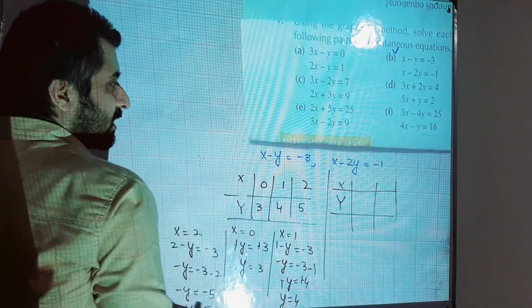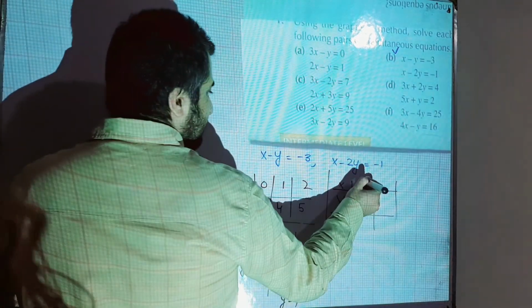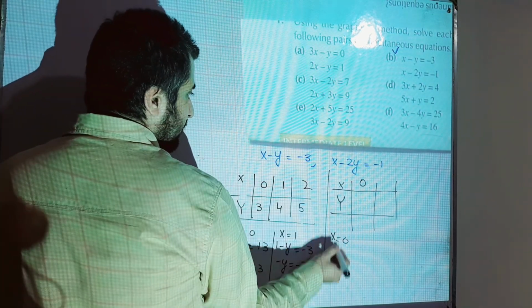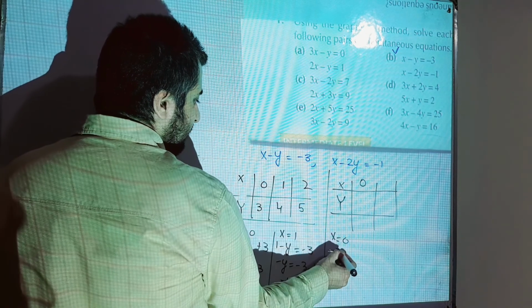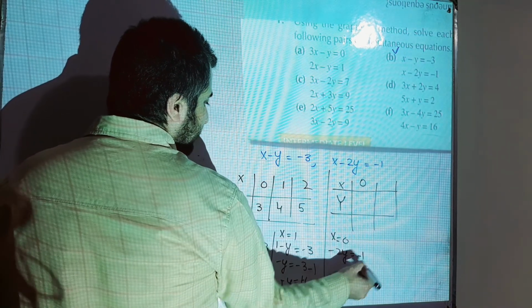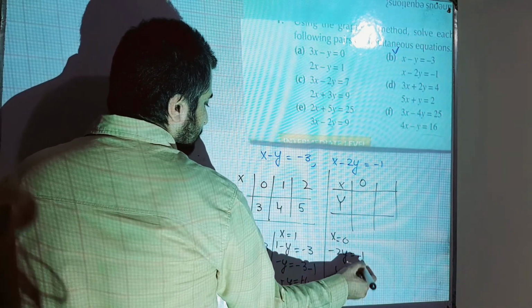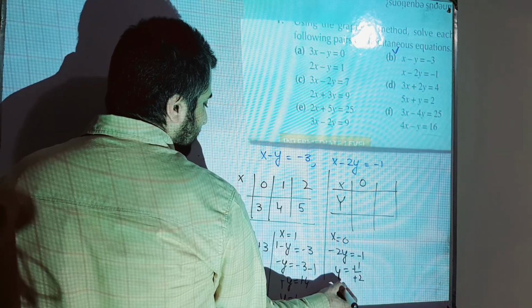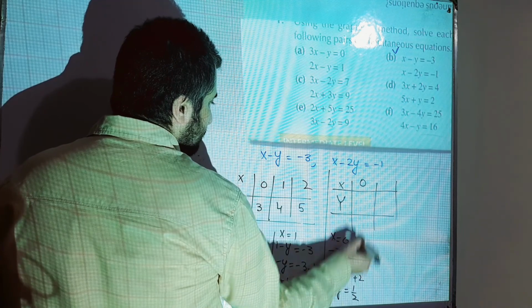Now we have to solve them graphically. That's why we need to draw their graph, and the process is this. When x is 0, use 0 in place of x. It will be minus 2y is equal to minus 1. y will be equal to minus 1 over minus 2. Cancel minus in the numerator and denominator. y will be equal to 1 by 2.